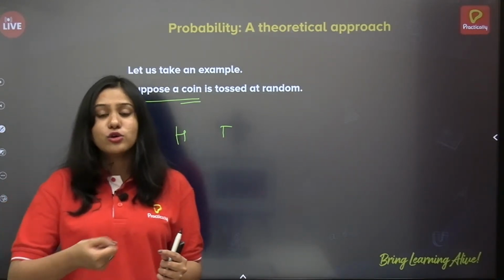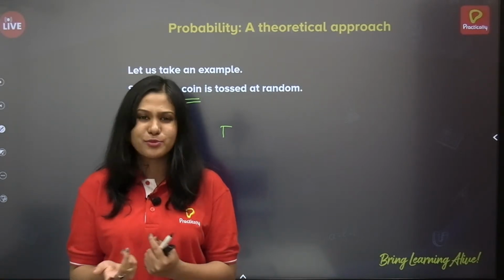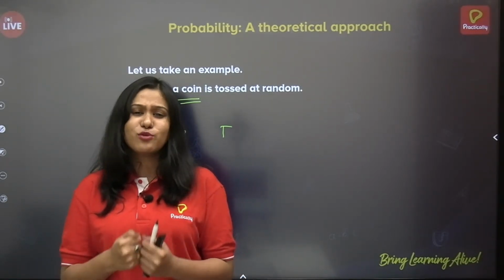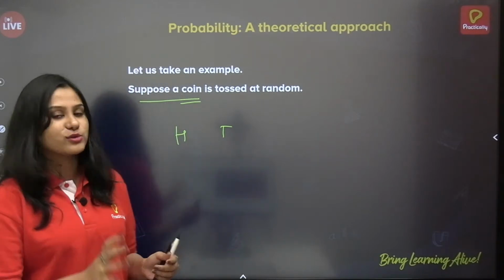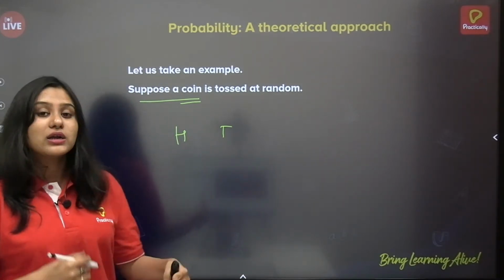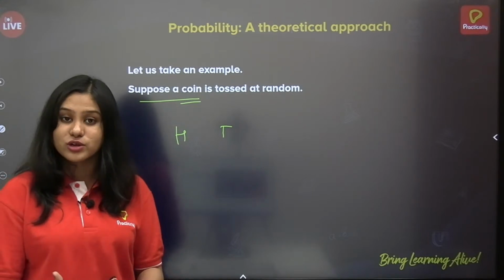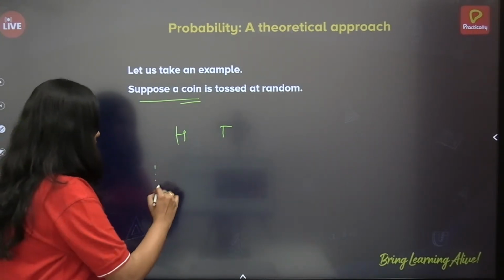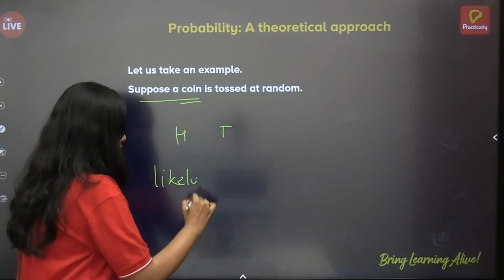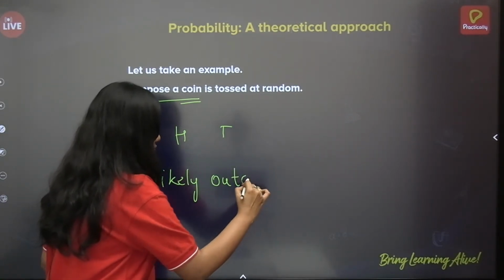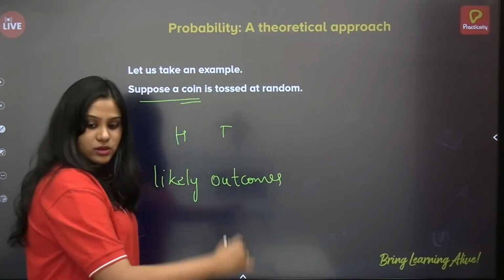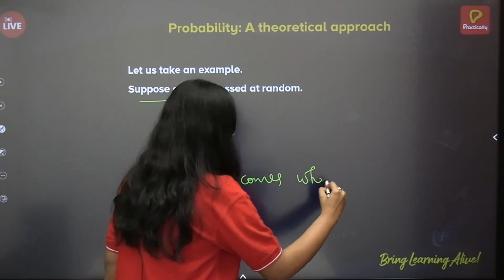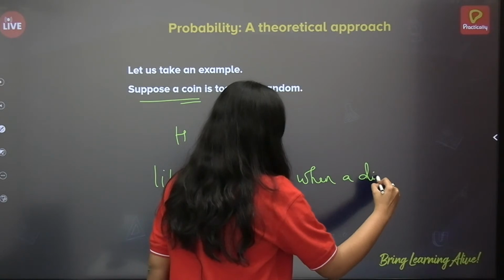So I want to roll a dice. Of course, I would be praying for 6, right? I want 6, I want a second chance, but no, something else I would land up with. Now, what are the outcomes, likely outcomes when I roll a dice? What are the likely outcomes? Okay, likely outcomes when a dice is rolled.